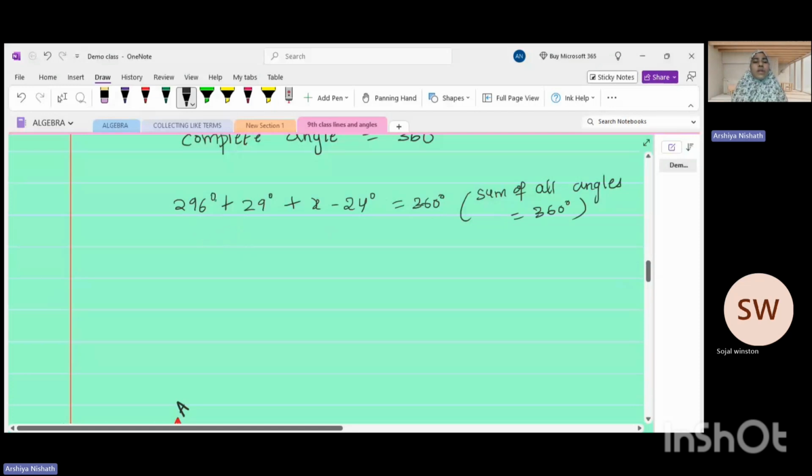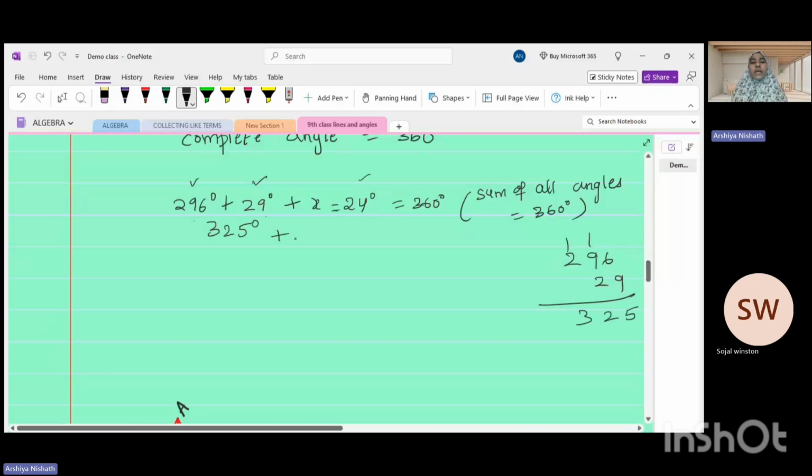Now quickly add. What are the like terms we can see here? 296, 29 and 24. But 24 is under subtraction. So what terms can we add? 296 and 29. Let us quickly add it, 296 plus 29. 9 after add 6, what will we get? 15. 9 after add 1, 10, 12. So we got 325. So this answer is 325.